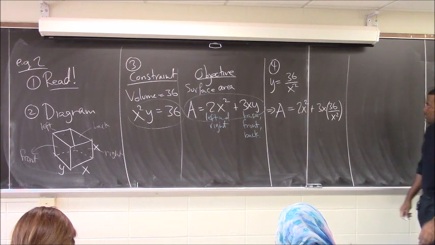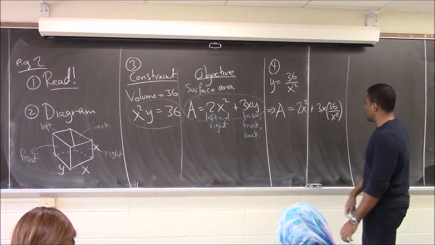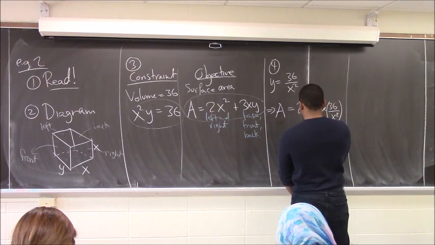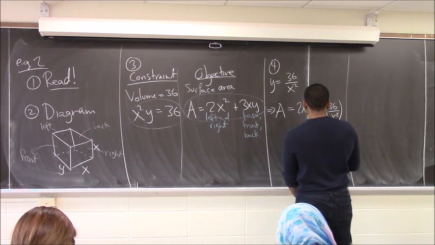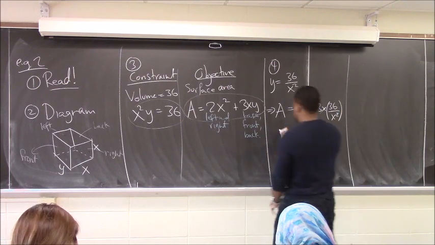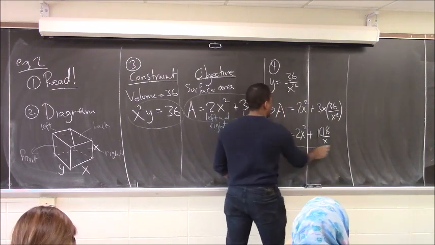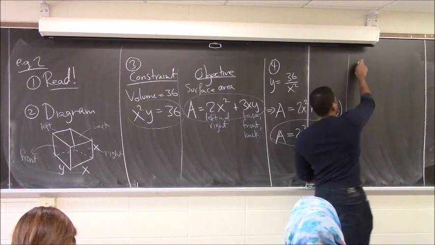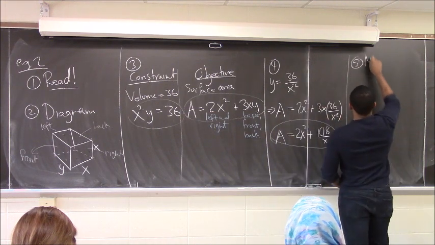So that's my new objective function. Simplify this a little bit. 3 times 36 is what? 108. 108 over x. So that's my new objective function. At this point now, I actually want to minimize that function.